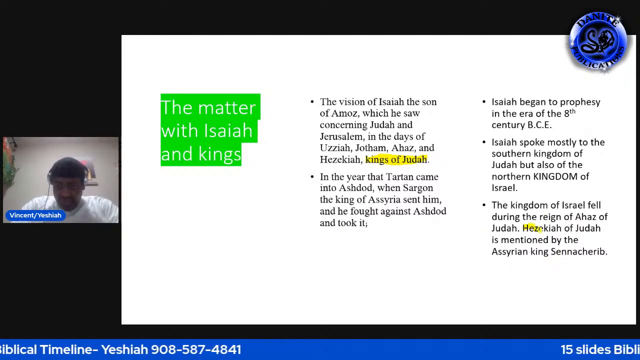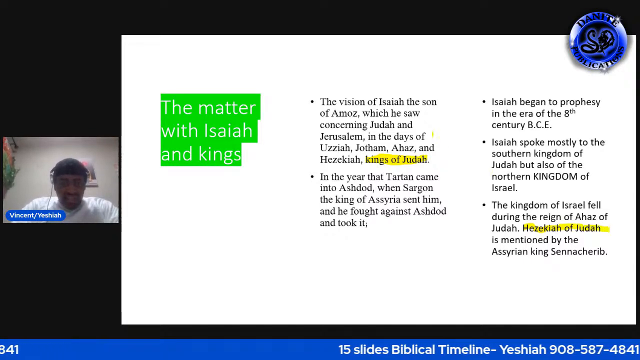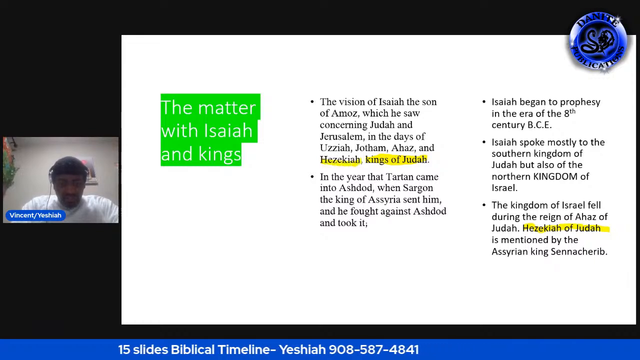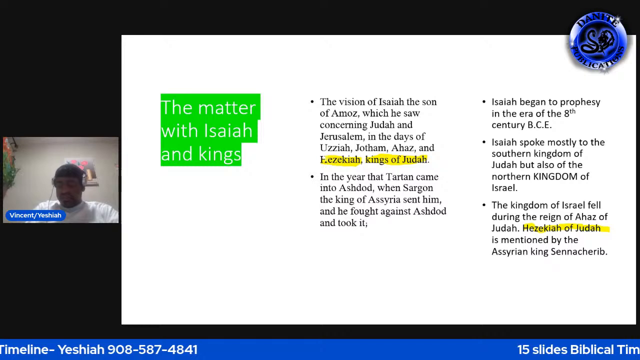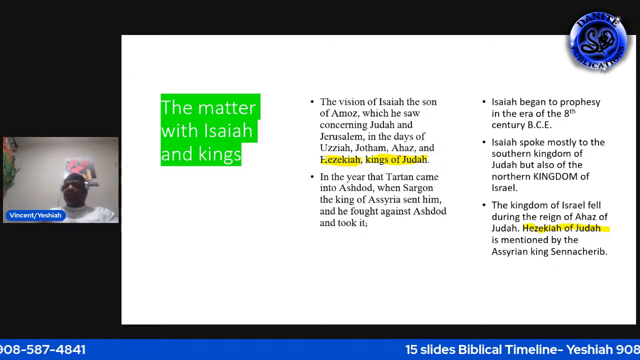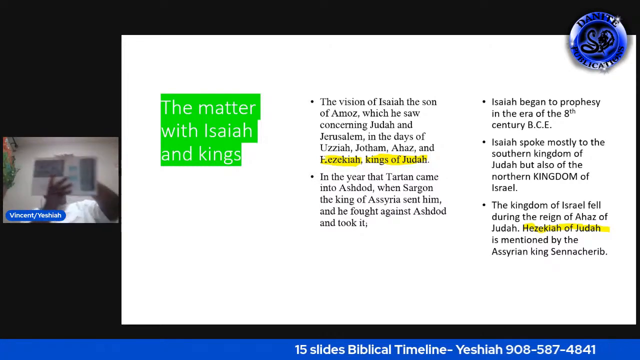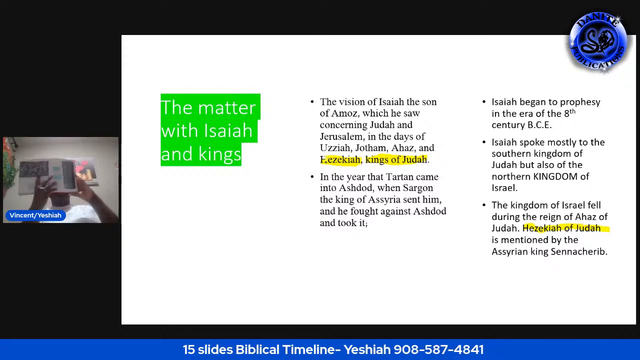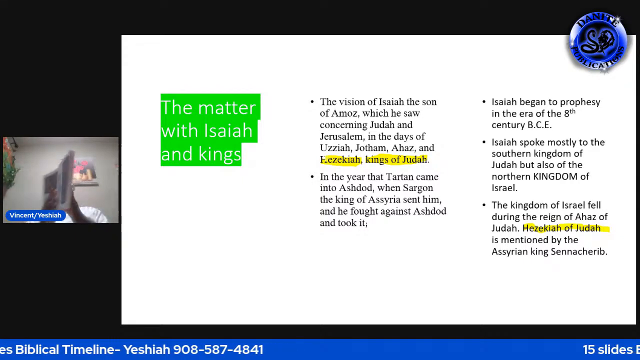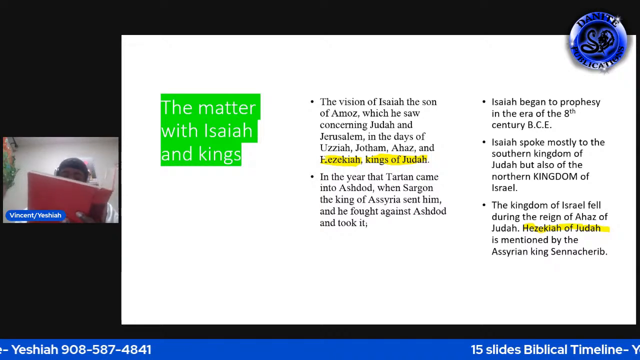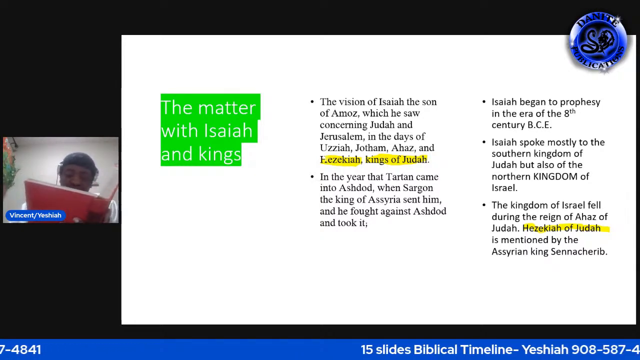It says Hezekiah of Judah, right? Here in Isaiah chapter 1, we just mentioned Hezekiah by name. Now I'm going to take the liberty, brothers and sisters, after saying that he was mentioned by the Assyrian king, and show what we're talking about when he was mentioned by the Assyrian king Sennacherib, this being Hezekiah of Judah. And this is what he says of Hezekiah as recorded.